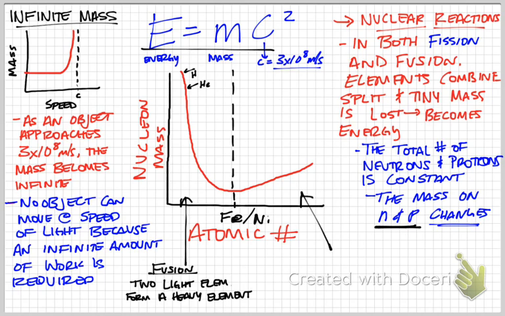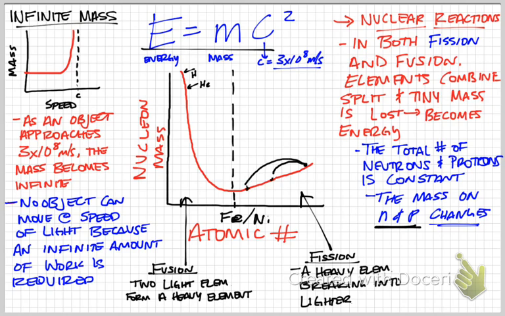And then over here on this side is where we get fission. Here we have a heavy element breaking into lighter elements. And when that happens, when we start here and we break into two lighter elements, again, the neutrons and protons, we're moving back down. Those neutrons and protons have lighter mass. That change in mass is my energy released.